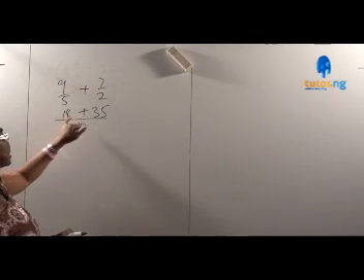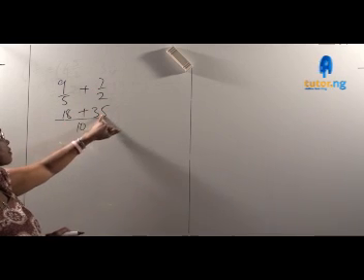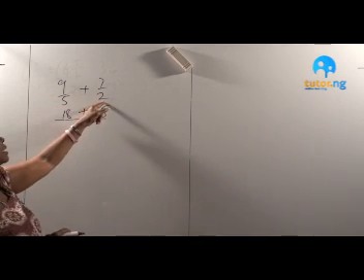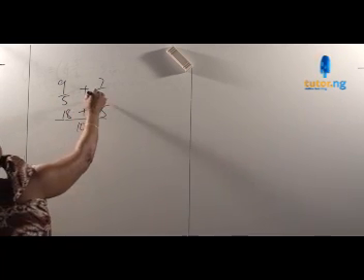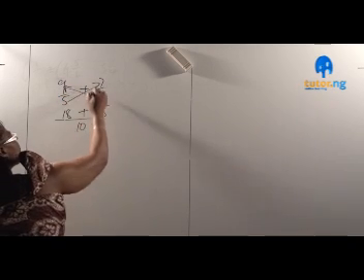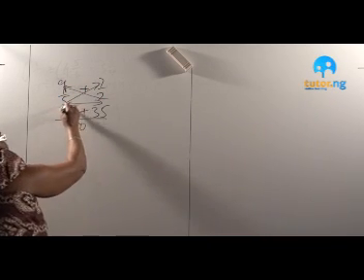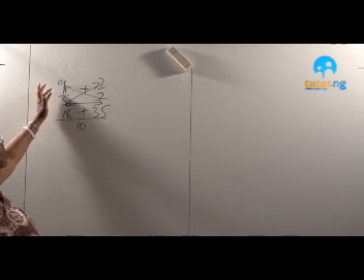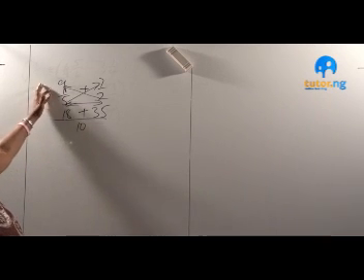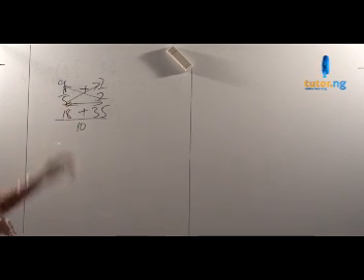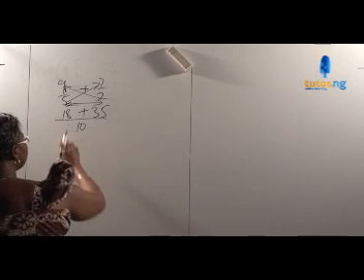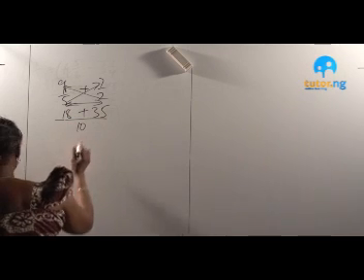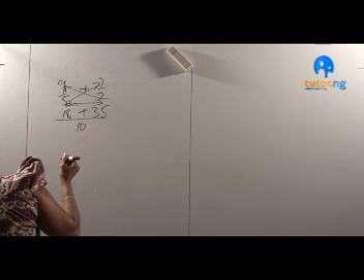9 times 2 is 18. 5 times 7 is 35. And the denominator is the product. In other words, go this way, and then the denominator is that. This is what you were supposed to get in JS1. There is a whole exercise trying to get this concept through. And now we add. 18 plus 25 will give us, did you get it?